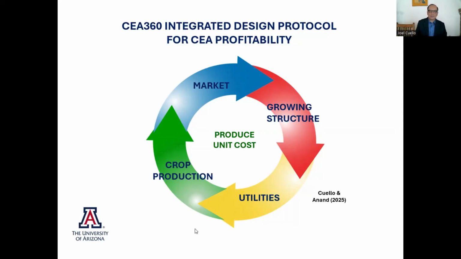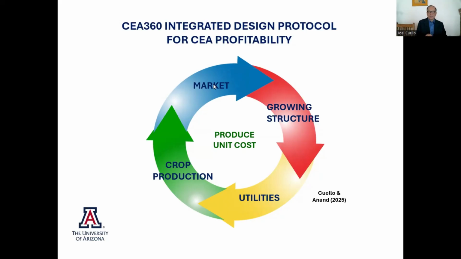There are four elements in this design process. There's the market, the growing structure, utilities, crop production. And of course, they're arranged in a circular or looped configuration. At the center, of course, is the produce unit cost.